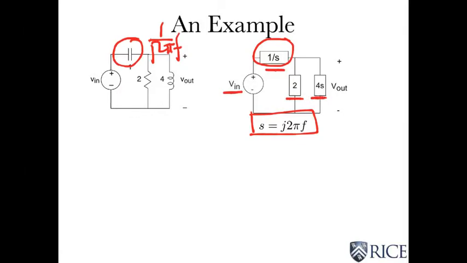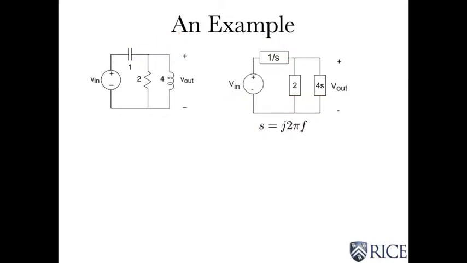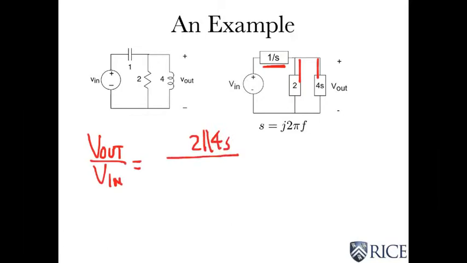Okay, so we now want to find V out. Okay, so the complex amplitude V out, it's pretty clear that this is a parallel combination in series with that impedance. So I use voltage divider, and I find that V out over V in is equal to 2 in parallel with 4s, divided by 2 in parallel with 4s plus 1 over s.